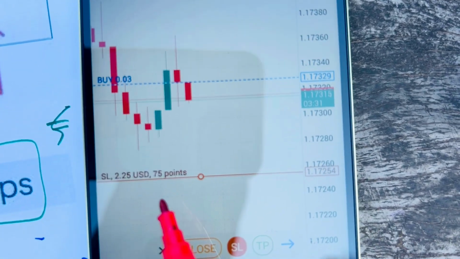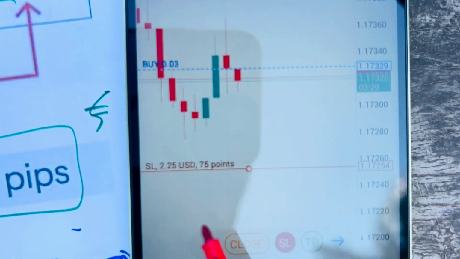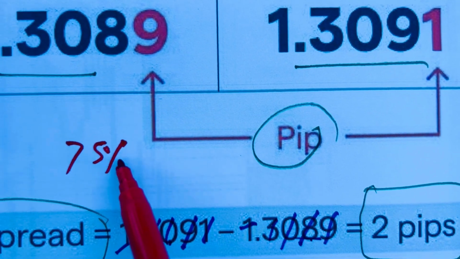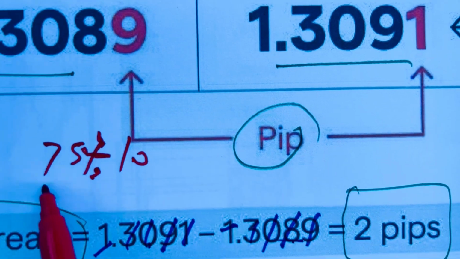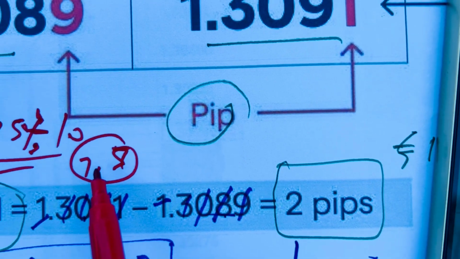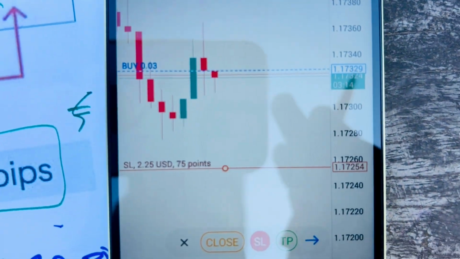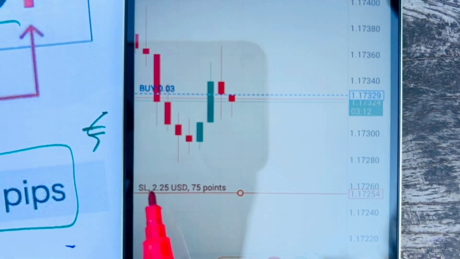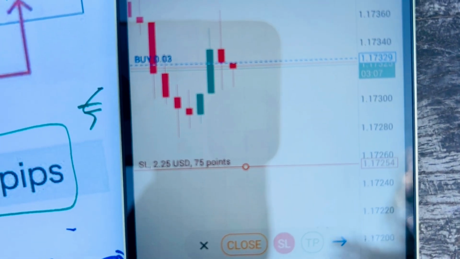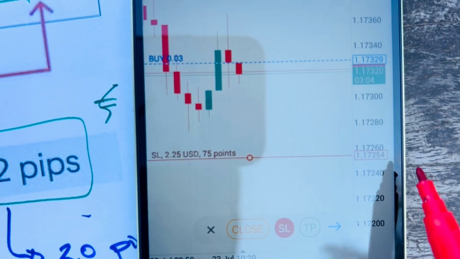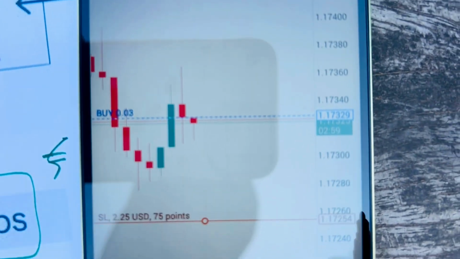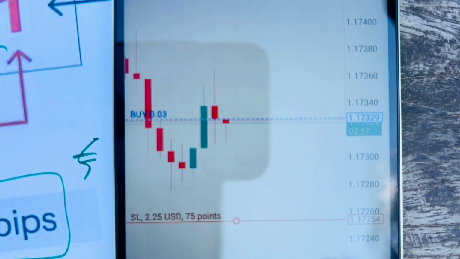75 points. And this 75 points is 7.5 pips, because if you take the 75 and divide by 10, you get 7.5 pips here. So now you know how many pips you are risking, because you divide by 10. So we divide by 10 and you'll know the pips that you actually profited. It's simple. Percentage in points. We divide by 10. Now, this is just a standard way of saying how many pips I've profited.